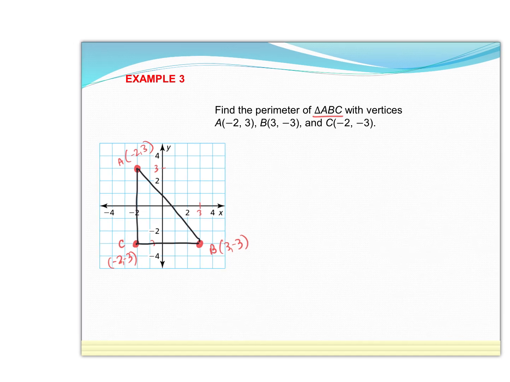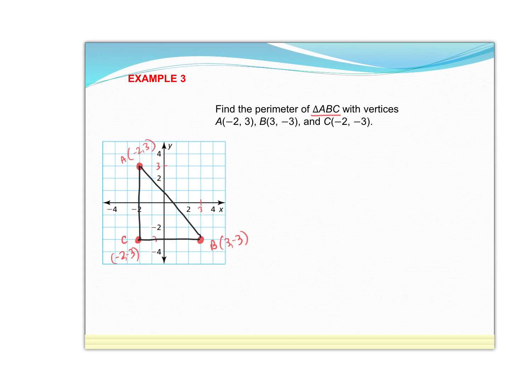There. So I have this triangle now. Well, if I want the perimeter of this triangle, notice that I'm going to have to find segment AC, this one, right? Plus segment BC, which is this one, plus segment AB. And that's going to equal my perimeter. So how do I do that?